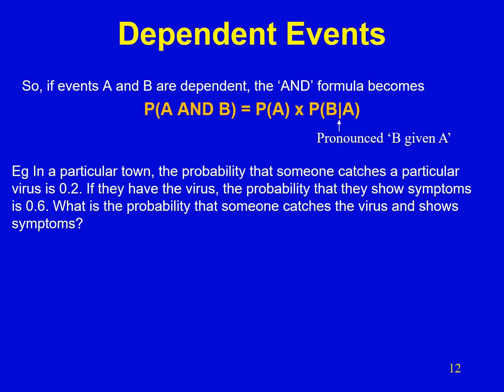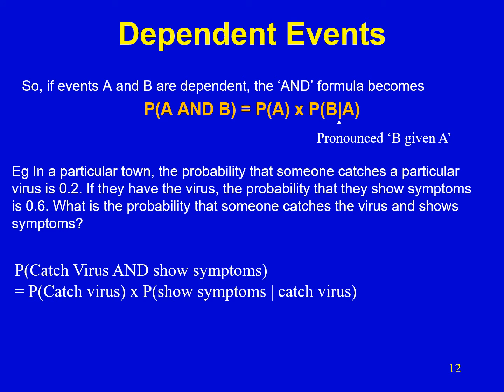In a particular town, the probability that someone catches a particular virus is 0.2. If they have the virus, the probability that they show symptoms is 0.6. What is the probability that someone catches the virus and shows symptoms? So we want to calculate the probability they catch the virus multiplied by the probability they show symptoms given that they've caught the virus. So it's 0.2 times 0.6. So effectively we do still multiply the probabilities together, just like we did on the original formula. It's just that the notation has changed.